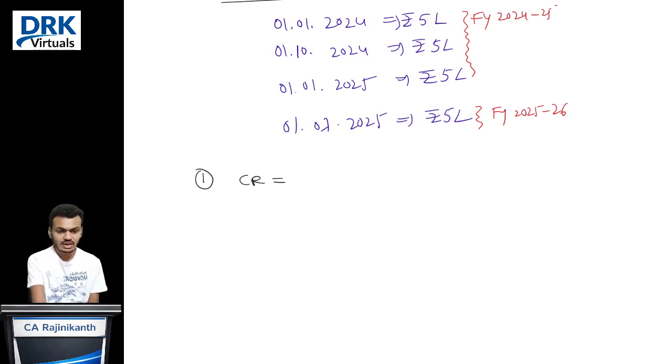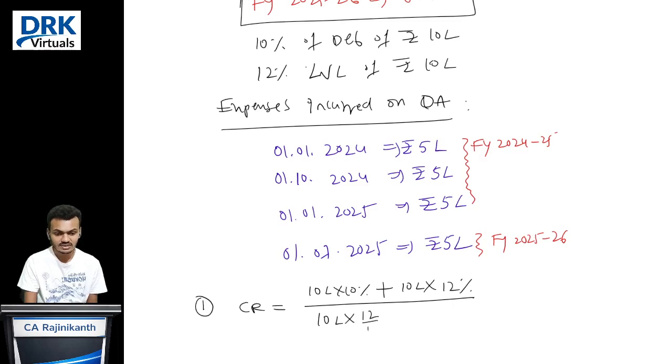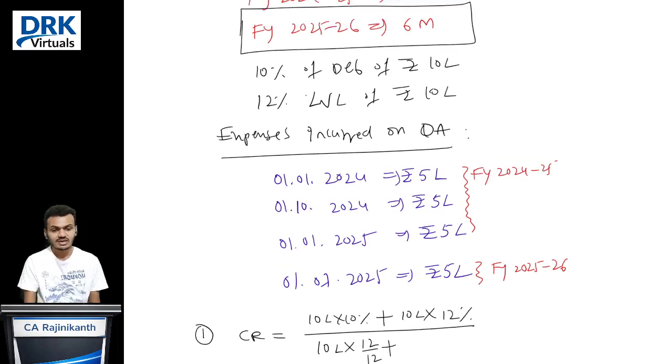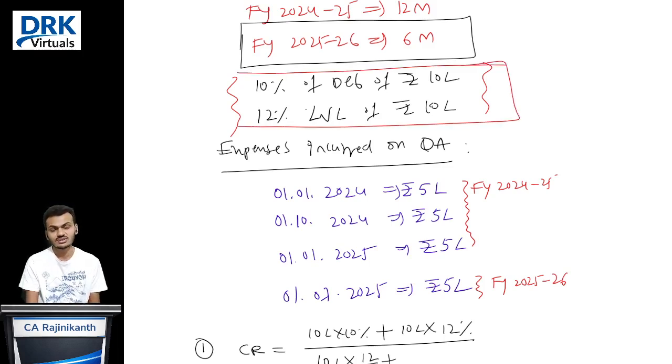First one, we need to calculate the capitalization rate. How to calculate? What is the interest cost? 10% of 10 lakh plus 10 lakh into 12% to general borrowings. Again, I am repeating, we should consider the period of time that loans outstanding during the financial year. In our example, we are assuming that these two loans are outstanding throughout the two financial years.